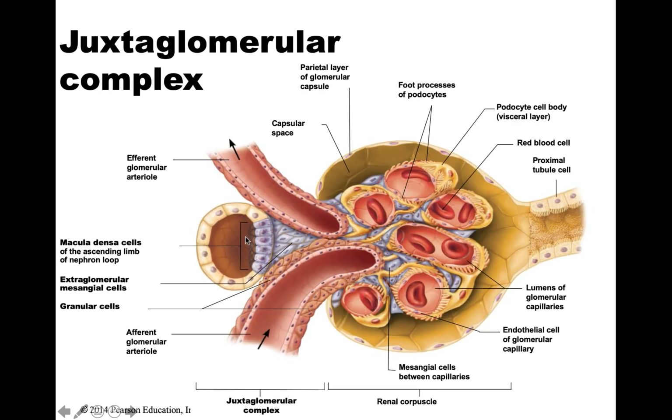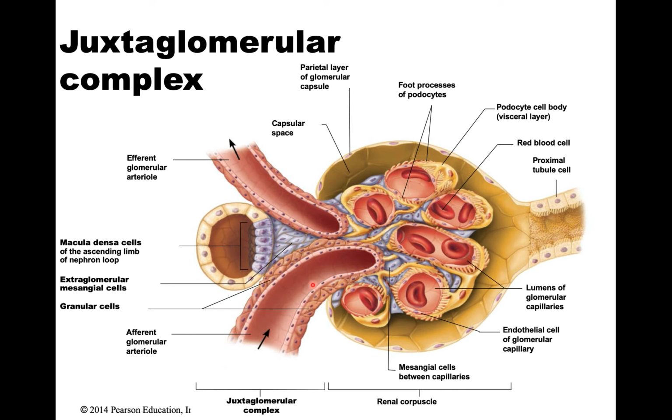If I go back a slide, there are these dark red ones here. These granular cells, I want you to write another name for them also. They are called JG cells. These granular cells, the JG cells, they're smooth muscle cells. So just like any artery, they're covered with smooth muscle, right? So these smooth muscle cells are called JG cells or granular cells, and their job is to constrict or dilate the afferent arteriole.